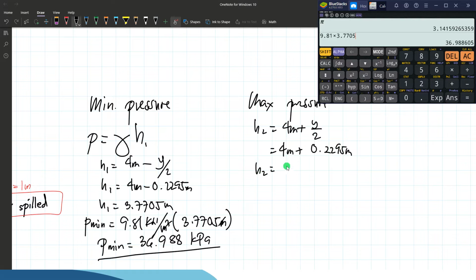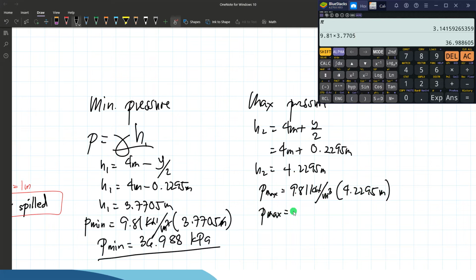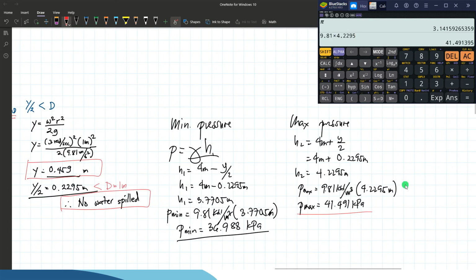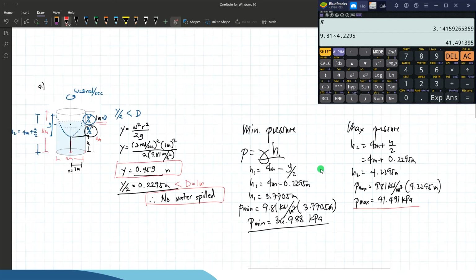So H2 is 4.2295 meters, and therefore the maximum pressure is just the product again of the unit weight and the depth, 9.81 kilonewtons per cubic meter multiplied by 4.2295 meters. So the maximum pressure is 9.81 by 4.2295, 41.491 kilopascal. So this is your answer here for maximum pressure at the bottom of the tank.